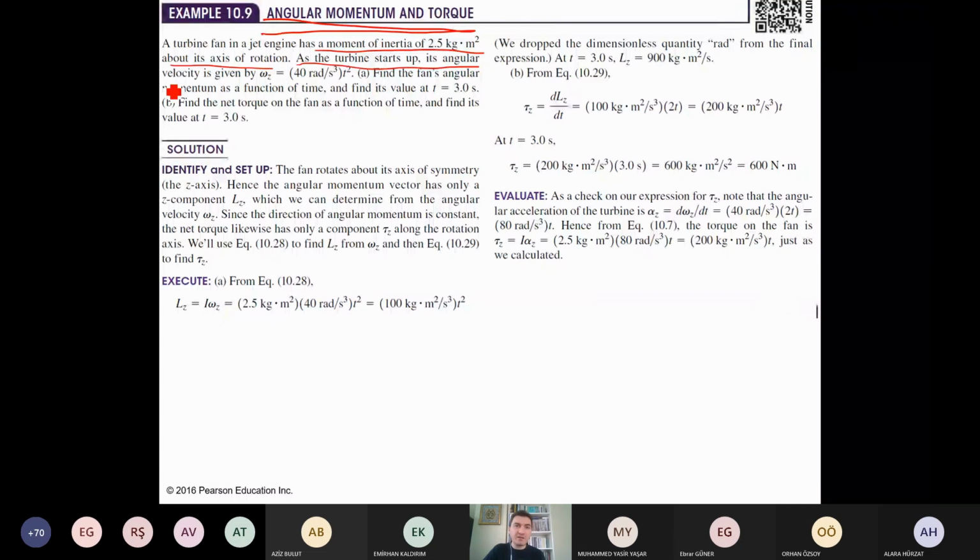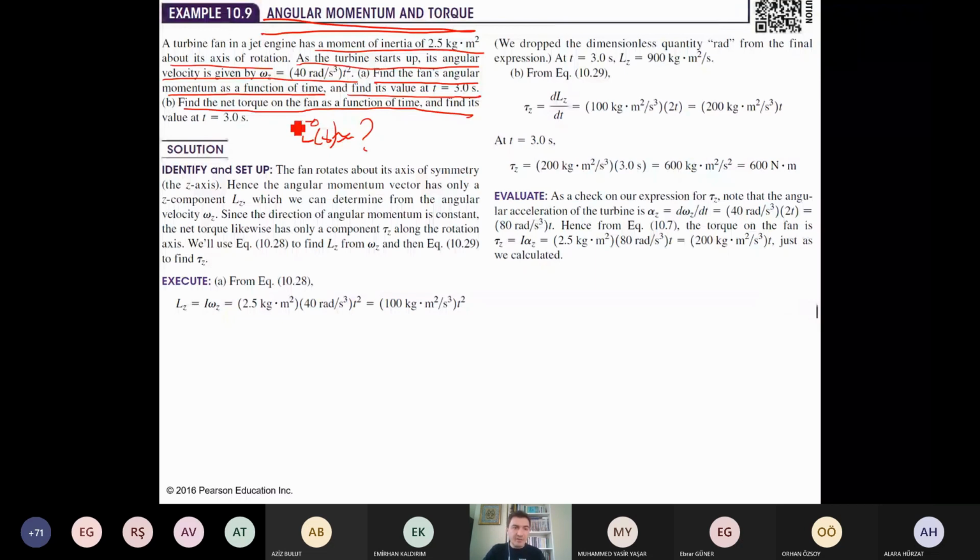Find the fan's angular momentum as a function of time, and find its value when the time is 3 seconds. What is the angular momentum when the time is 3 seconds? Find the net torque on the fan as a function of time and find its value when the time is 3 seconds. So what is the torque as a function of time and what is the value of the torque when the time is 3 seconds? So how to do that?